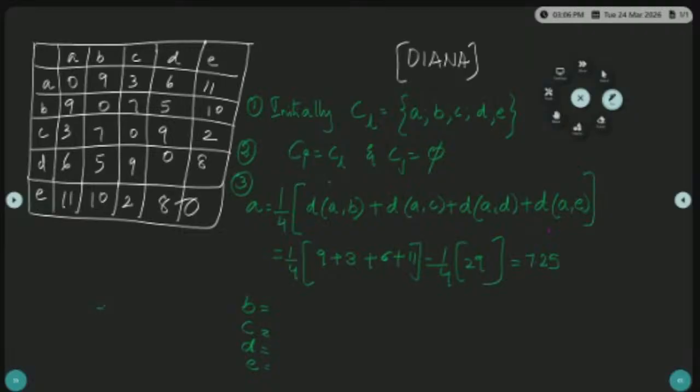What is the answer for B? 7.75. C, D, E.